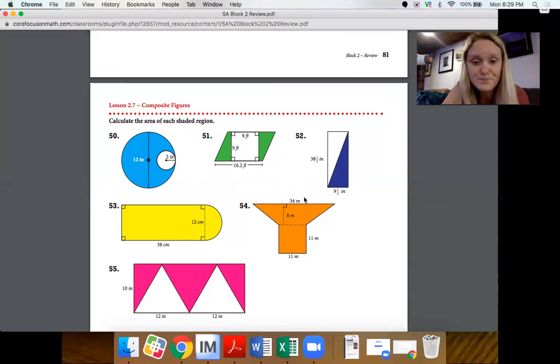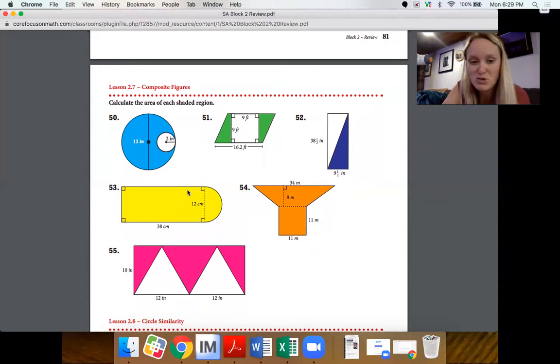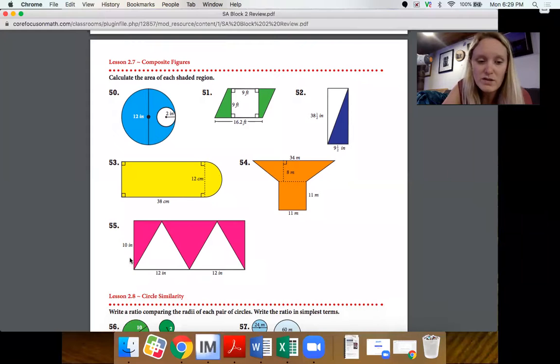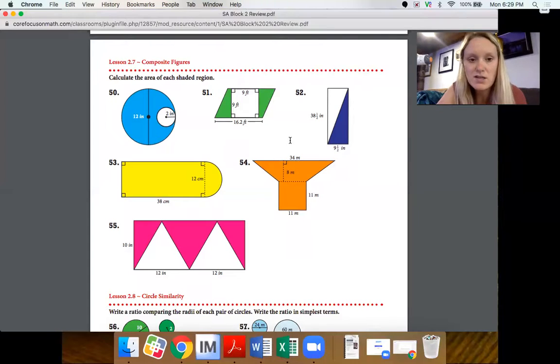So this one I think would be easiest just to find the area of the whole thing and then divide it by 2. This one's very similar to one we did, a rectangle plus a half circle. This one's similar to what we did, a square with a trapezoid. And this one is a rectangle, and you have to take away 2 triangles. So these are all shapes we learned in our last lesson, so you just have to be able to piece it together. Good luck.